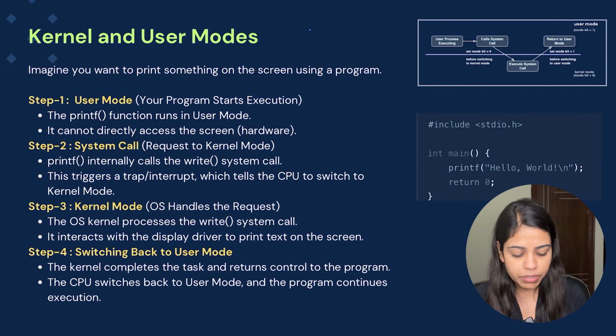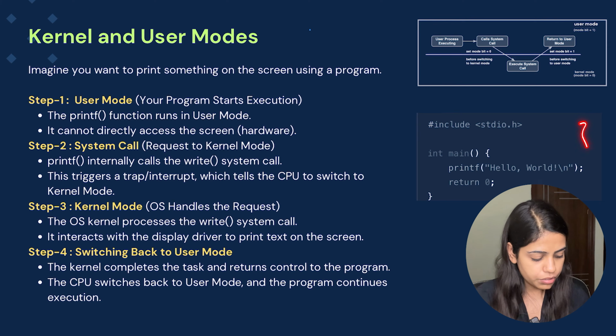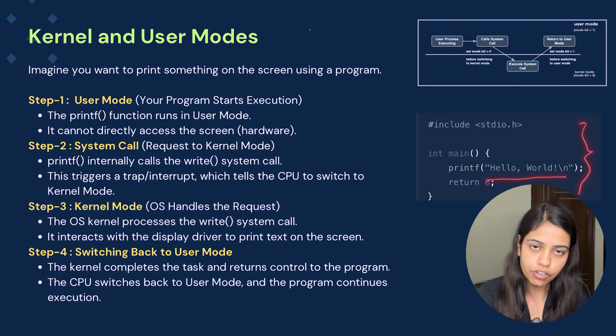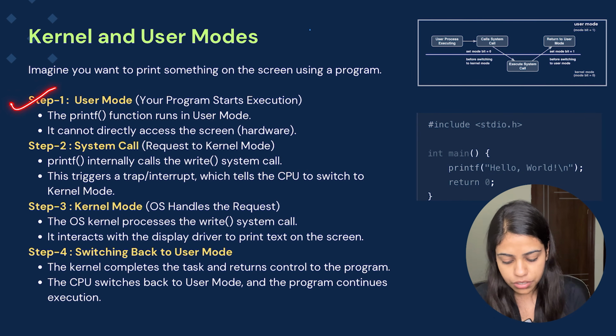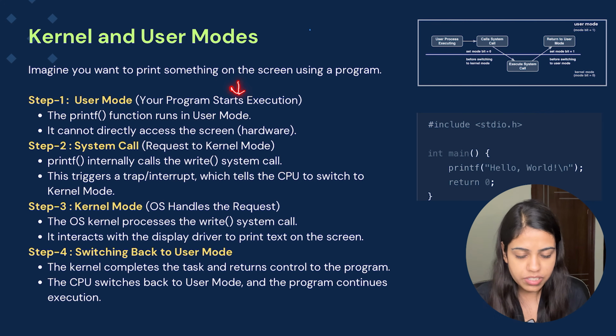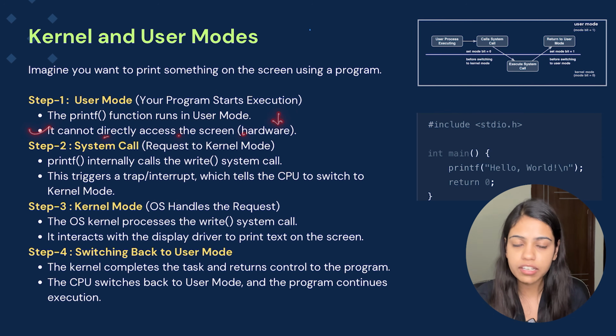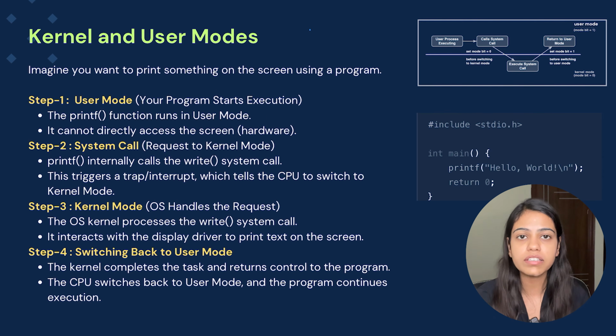Now imagine you want to print something on the screen using a program. So there is a program which needs to print hello world on the screen. How does it happen? Step 1 is user mode. Your program starts execution. The printf function runs in the user mode. It cannot directly access the screen, that is hardware. So it cannot go ahead and directly access the screen and print the same on the screen.